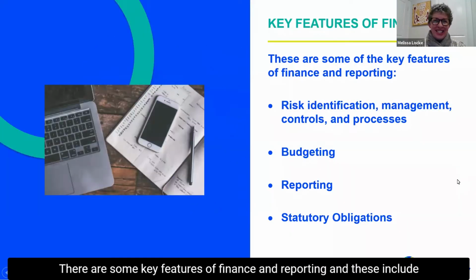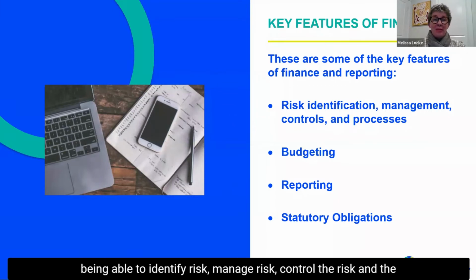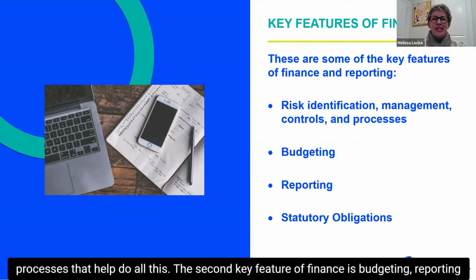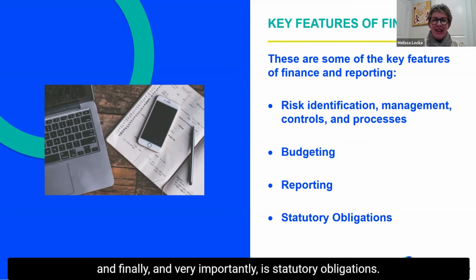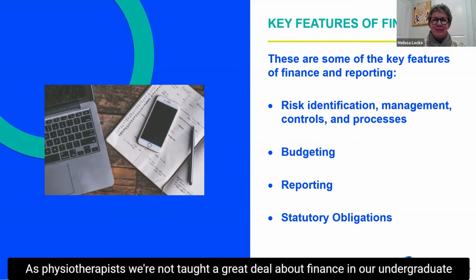There are some key features of finance and reporting, and these include being able to identify risk, manage risk, control the risk, and the processes that help do all this. The second key feature of finance is budgeting. The third is reporting. And finally, and very importantly, is statutory obligations.